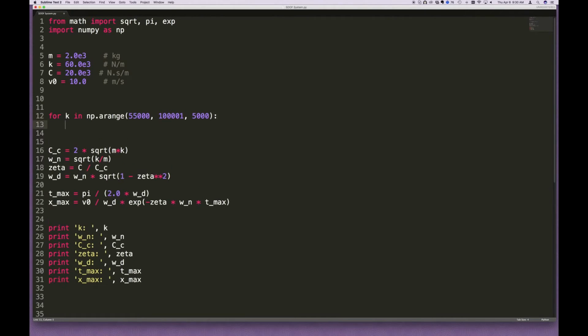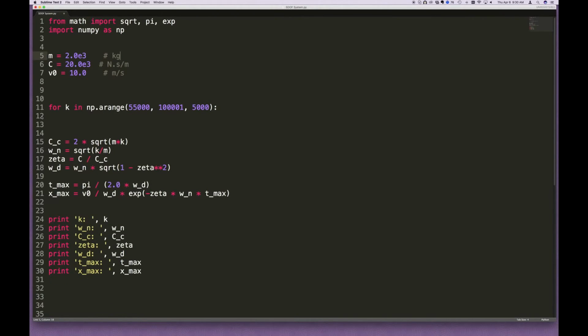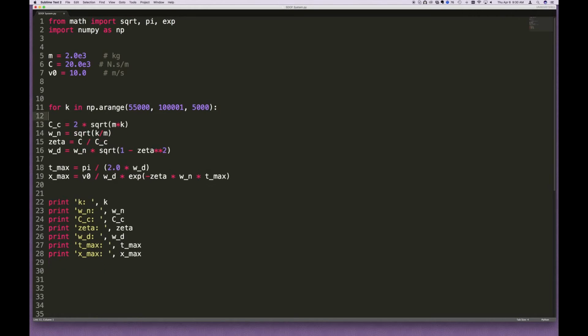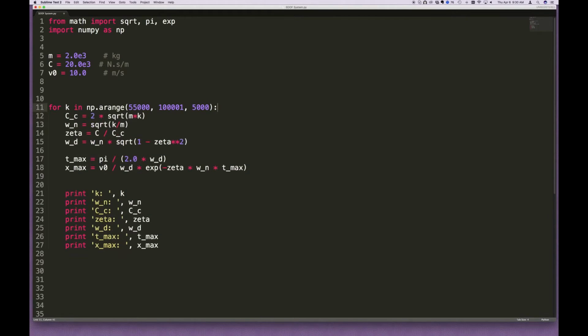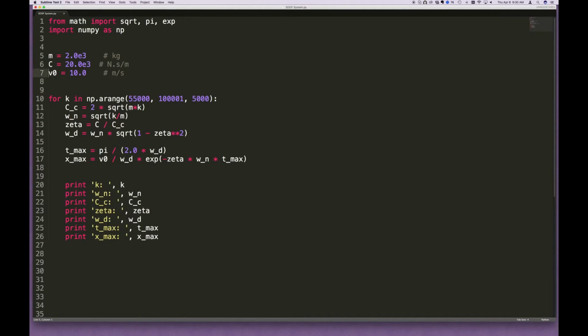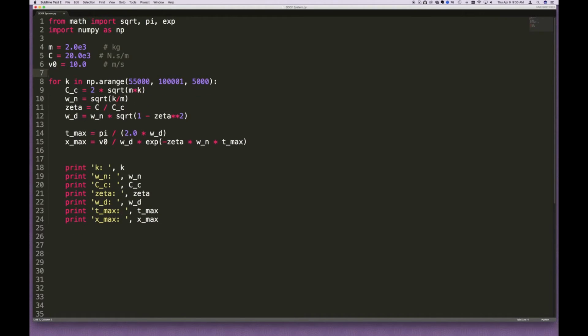Okay, enough about that. We can take away k up top here since we're putting it in the for loop. And then all this code below, I remind you that in Python, in order to include something as part of a code block, we just indent it. So there we go. The white space is important. So now it will run through this and it will loop. It will run k from 55,000 to 100,000 in increments of 5,000, and it will calculate all of this each time.